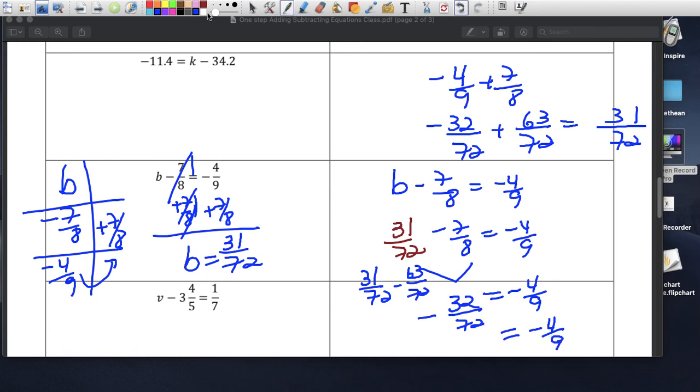And can I simplify 32 over 72 to negative 4/9? What can I divide top and bottom by? I can divide 32 by 8, that gives me 4, and 72 by 8, that gives me 9. And guess what? The simplified version is the same. Just to double check, simplify it and make sure both sides are good.